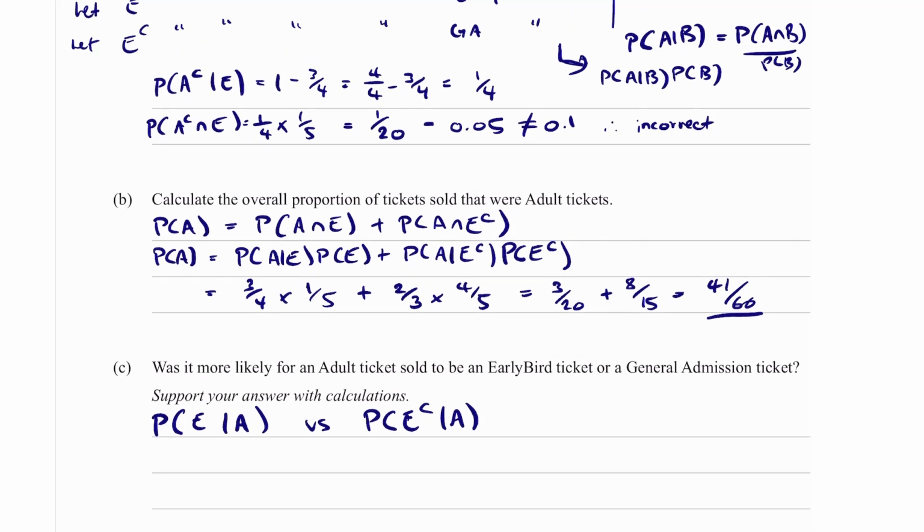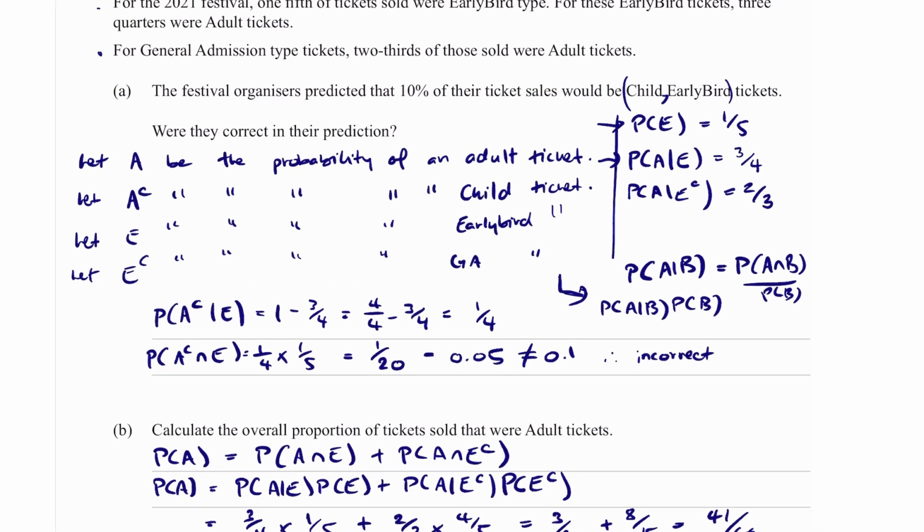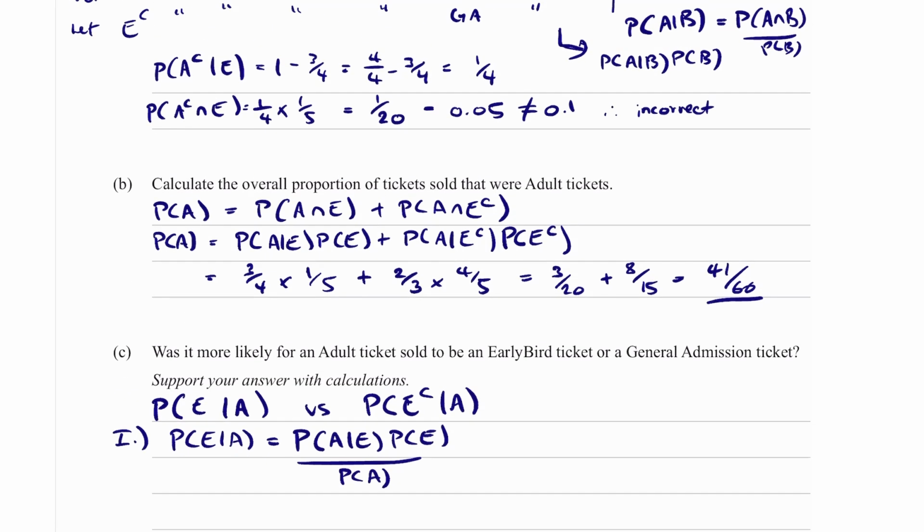So let's do the first part. Let's call it part I. What's the probability of E given A? Well, the thing is, we only know the probability of A given E, the opposite of this. And so hopefully you guys know about Bayes' theorem. What this means is we can represent this as the probability of A given E multiplied by the probability of E divided by the probability of A. So what we can do is substitute in the values that we do know.